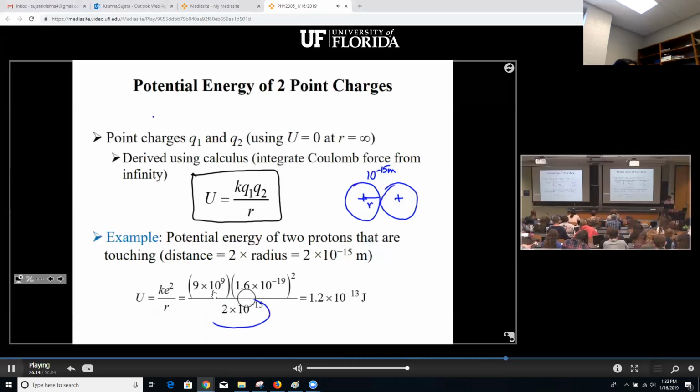This is k, 9 times 10 to the power 9. And then what's e squared? e is the charge on the proton, right? This time it's positive, the same magnitude as the charge on the electron. So 1.6 times 10 to the negative 19. And then the second proton has exactly the same charge, so it's just written here as squared. That's my Q1, Q2, if you like. And if you put all this in your calculator, you're going to get this pretty small number, 10 to the minus 13 joules.